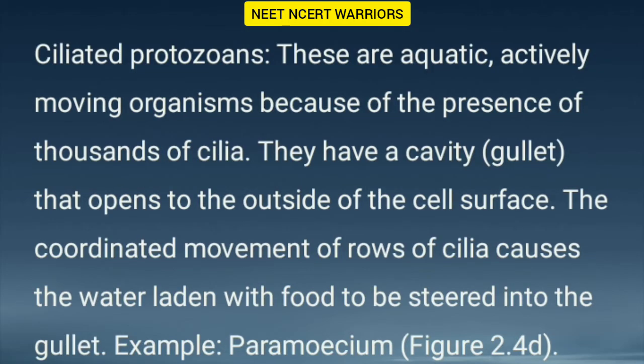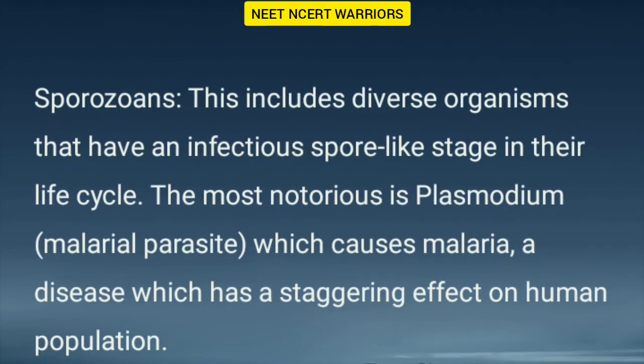Third one, ciliated protozoans. These are aquatic, actively moving organisms because of the presence of thousands of cilia. They have a cavity called the gullet that opens to the outside of the cell surface. The coordinated movement of the rows of cilia causes the water laden with food to be stirred into the gullet. Example, Paramecium.